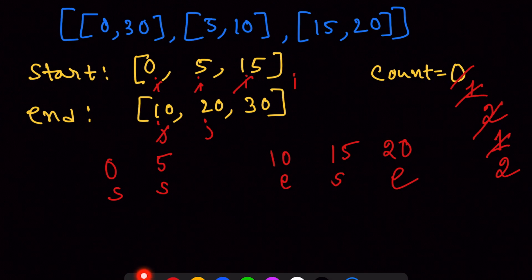when we have exhausted our start times, we can stop our processing, because we should increment our room counter only when some meeting interval is starting, right? Then only we may need some extra room. But at the time when some event is ending, we don't need any extra room. So as soon as we exhaust all start times, we can stop our processing. And the maximum of all these counts will be the minimum number of rooms required.